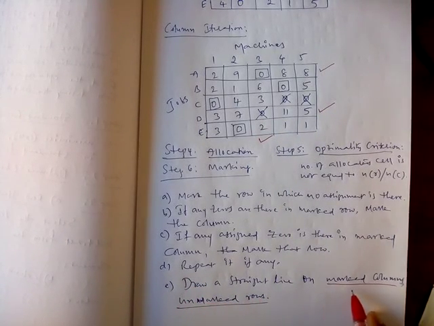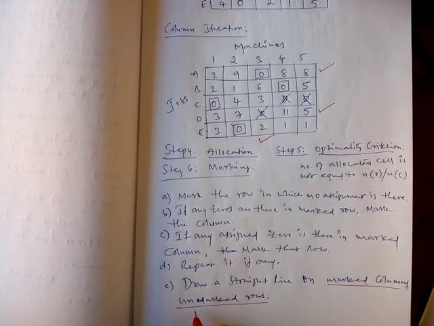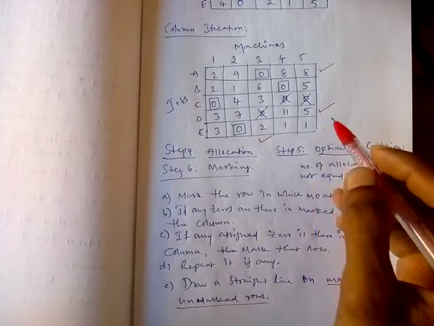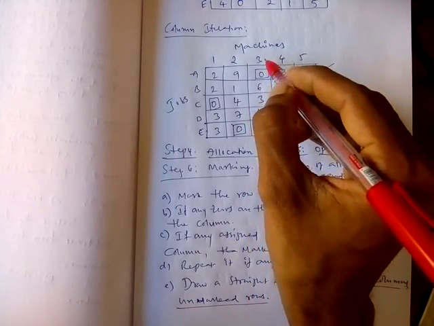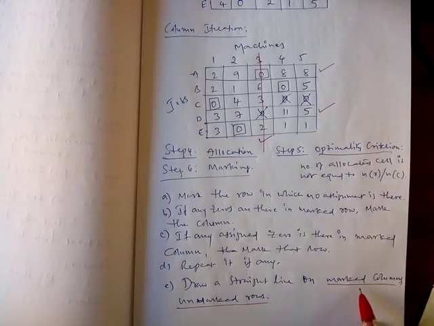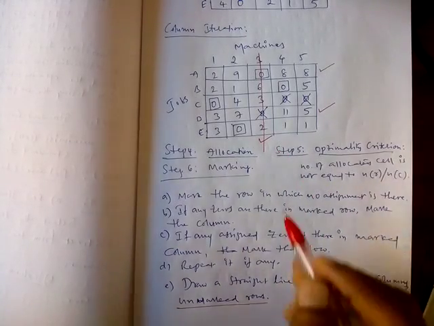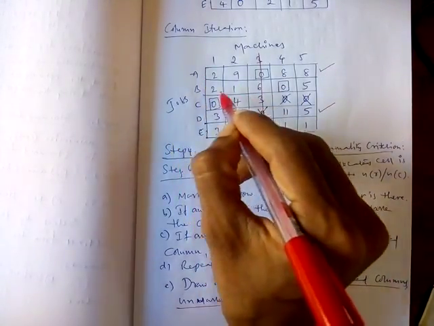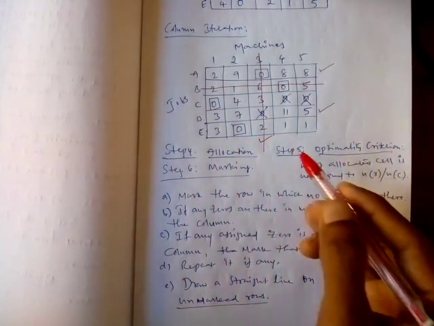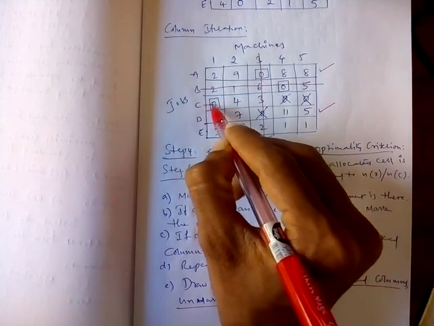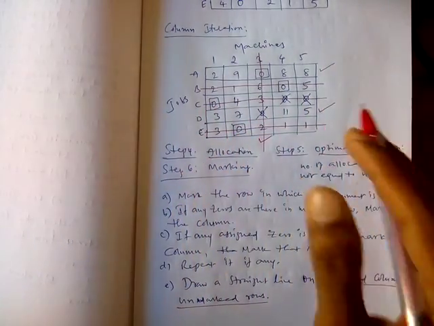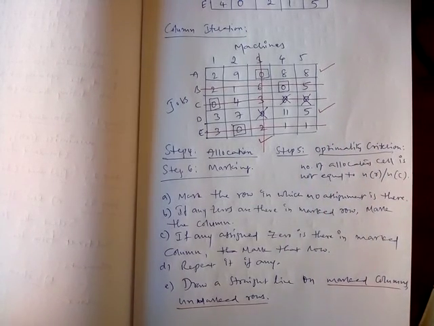Draw a straight line on marked columns and unmarked rows. Marked columns. So this is only the marked column. Draw a straight line. And unmarked rows. B is an unmarked row, and C is also an unmarked row, and E is also an unmarked row. So like this you have to make the marking.